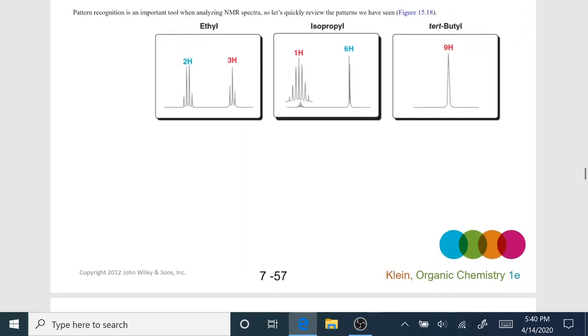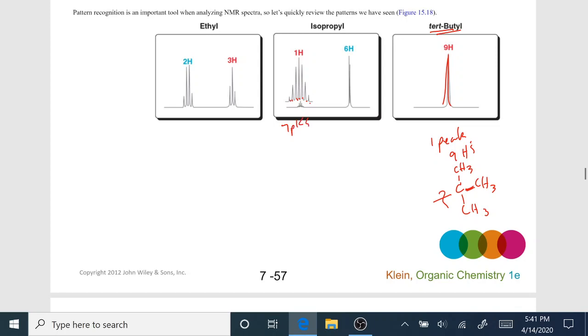All right, and so let's look at these splitting patterns here. Like a T-butyl group is going to be 9 hydrogens with 1 peak. 1 peak, 9 hydrogens, okay? And so that's a T-butyl group. Very characteristic for a T-butyl group. I mean, it might not be a T-butyl group, but if it quacks like a duck, it's probably a duck, right? Let's look at this isopropyl pattern. So we have 6 hydrogens that are a doublet, and we have 1 hydrogen that has 1, 2, 3, 4, 5, 6, 7 peaks.